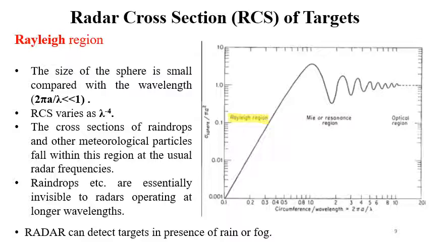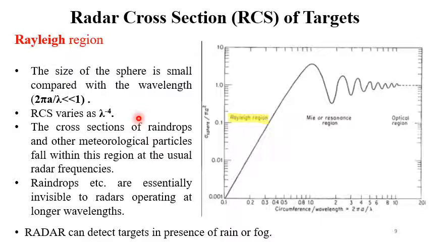First, consider the Rayleigh region. In this case, the size of the sphere is small compared with the wavelength. That means 2 pi a by lambda much smaller than 1. Here the RCS varies as lambda to the power minus 4. The cross section of raindrops and other meteorological particles fall within this region at the usual radar frequencies. Raindrops, etc. are essentially invisible to radars operating at longer wavelengths.